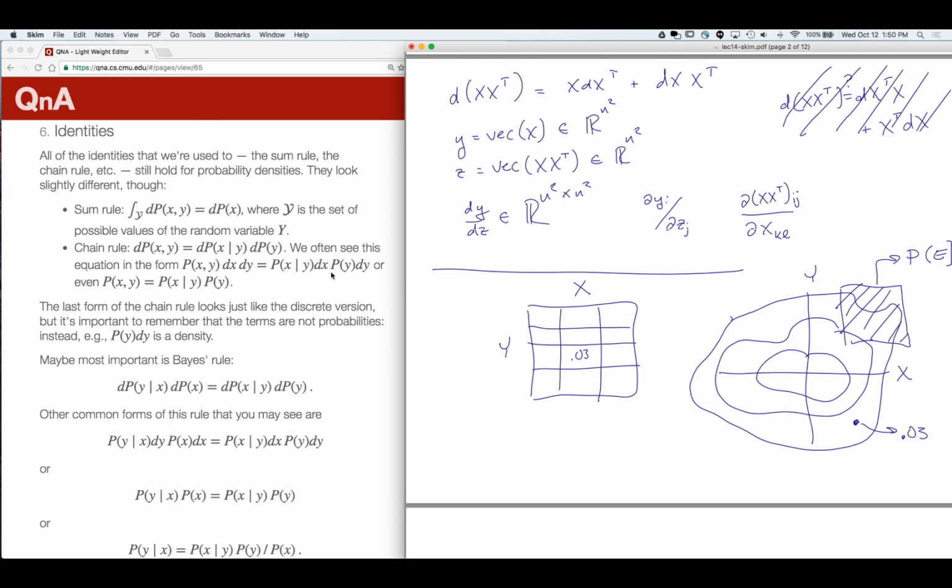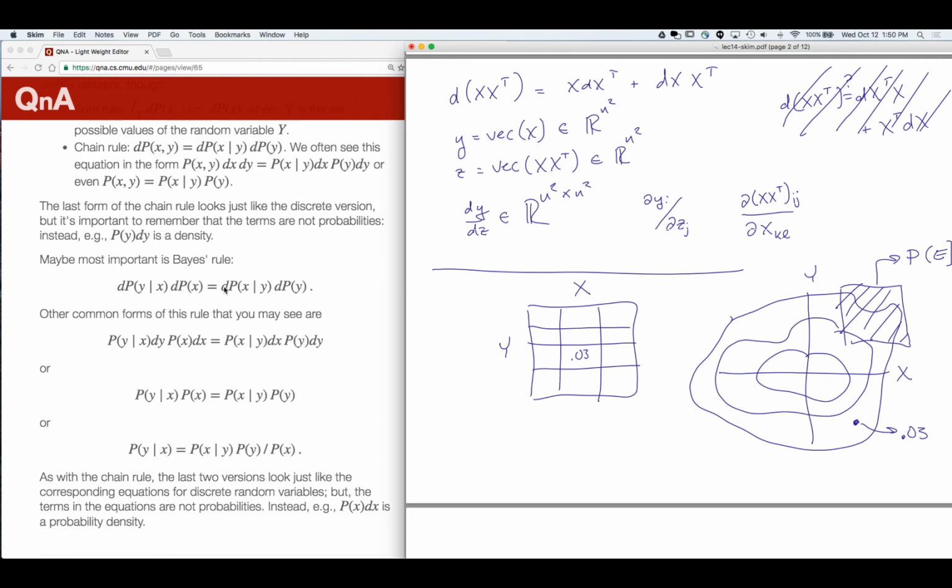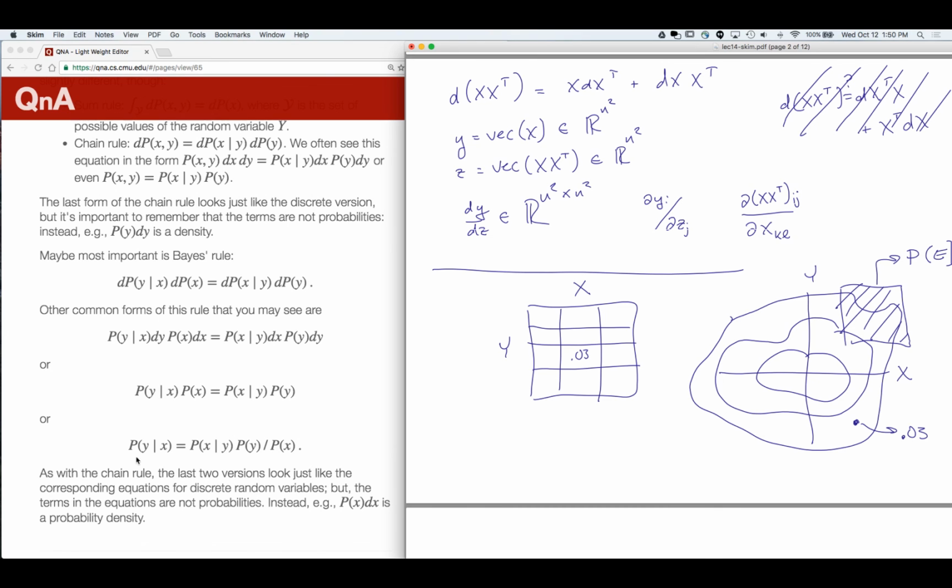Right? And we can drop all of the differentials and say p of xy is p of x given y times p of y. And it looks just like the chain rule from regular probabilities. Same thing with Bayes' rule, right? It looks exactly like this, but you have to remember that this version is hiding a bunch of differentials that are in the fully accurate version.